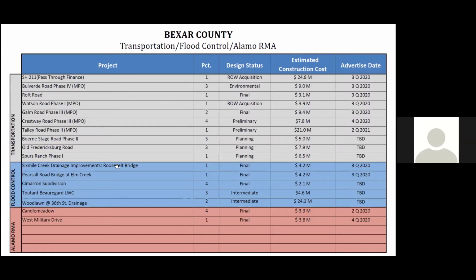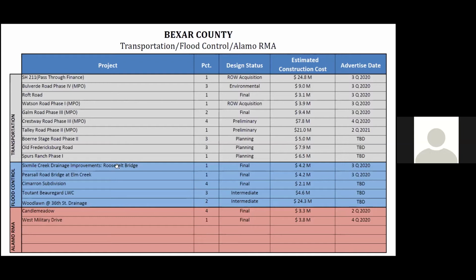And then we go to our Alamo RMA projects. We do have two. These are more residential projects, more collector type. They do involve curb, sidewalk, pavement as well. Those Alamo RMA projects, again two of them, total about $7.1 million. So again, an overview just for this next year: we have about 10 projects totaling about $74 million.